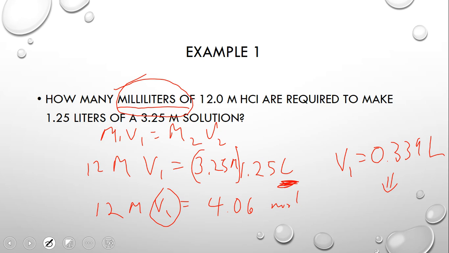To convert liters to milliliters, you got to jump 3 times, 1, 2, 3. And hopefully you realize you need a larger number because milliliters are smaller. So it's a bigger number. 339 is bigger than 0.339. All right, so that's that example.